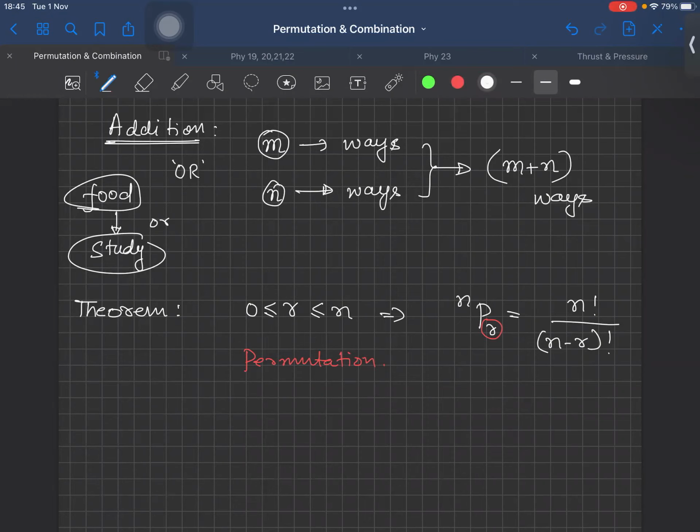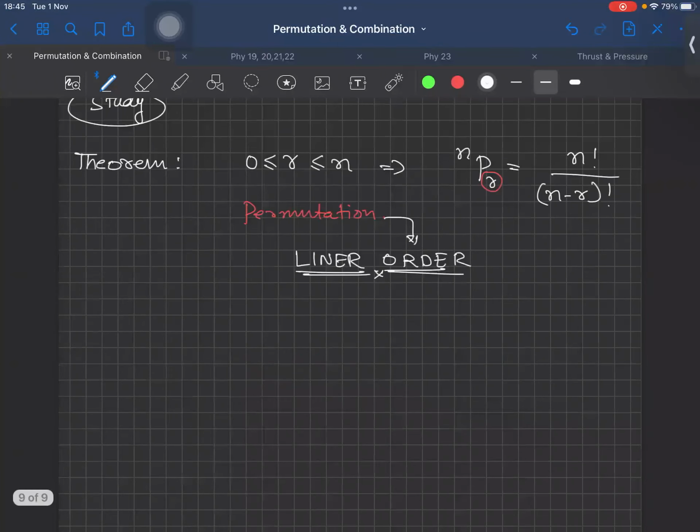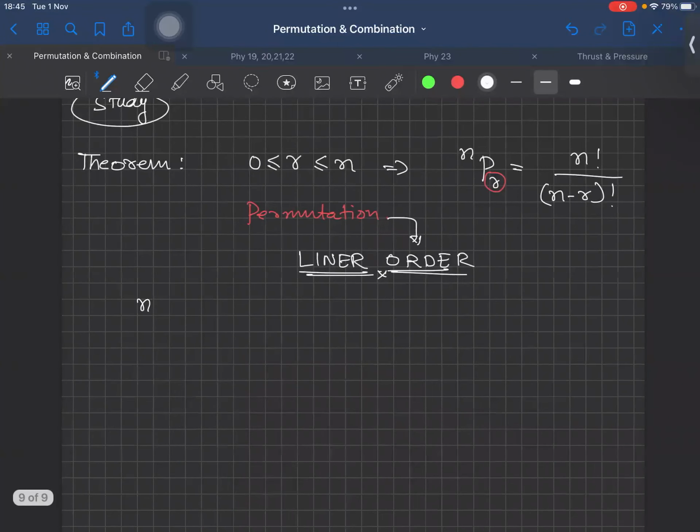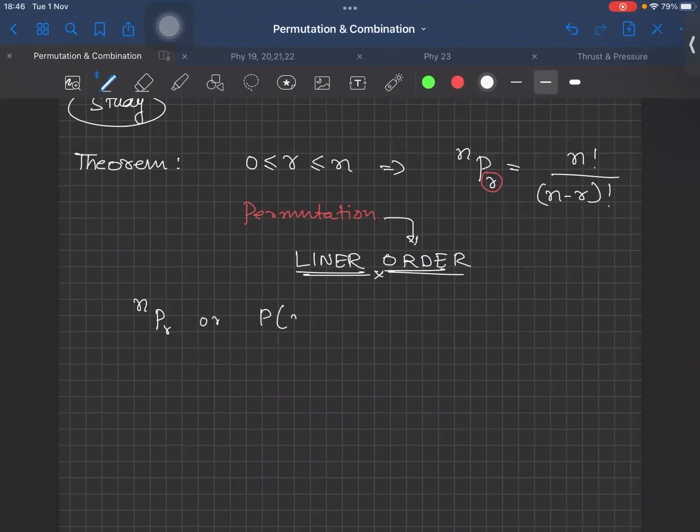We will discuss that further. Now in permutation, I also mentioned yesterday that order matters. Order is really important in permutation, so let's write: linear order matters in permutation. Permutation can be represented either by nPr, or we also sometimes write it as P(n, r). The meaning is the same. Also, because it is an arrangement of numbers or an arrangement of events, we can also write this as arrangement.